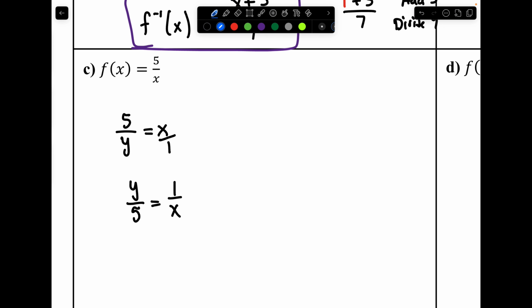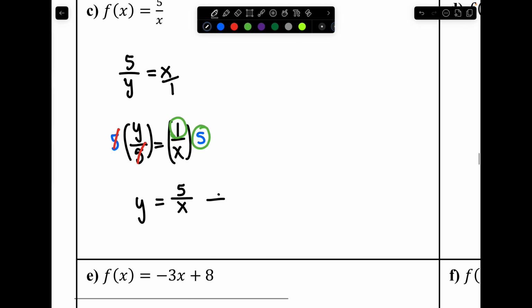I can then again, like the last example, because I have a denominator, get rid of the denominator by multiplying by that denominator. So I'm going to multiply both sides of our equation by 5. That way this cancels out. We have the y by itself, and now we can multiply 1 over x with 5. Well, how do we do that? To multiply a fraction with a whole number, you simply multiply the numerator with the whole number, so 1 times 5, and then you put it over the denominator x. So there is your inverse.